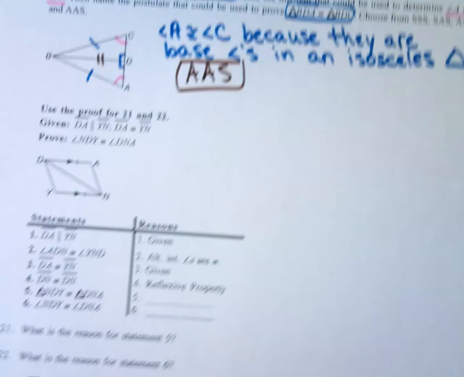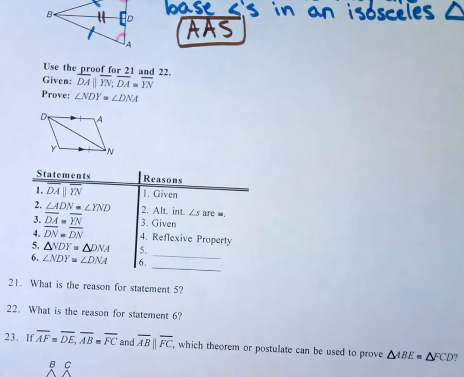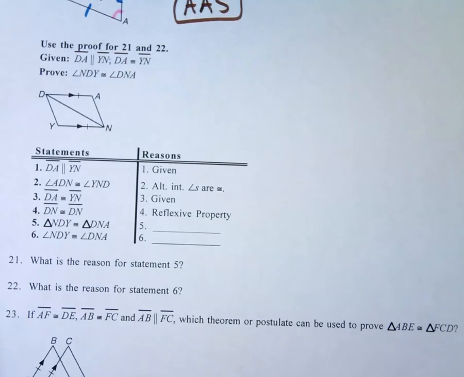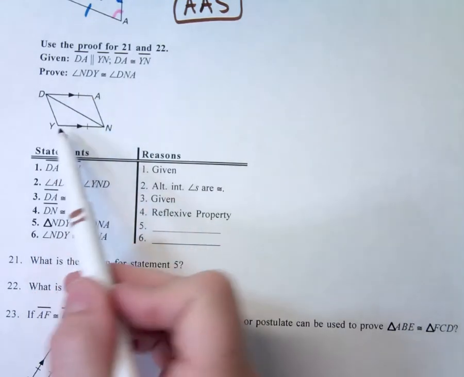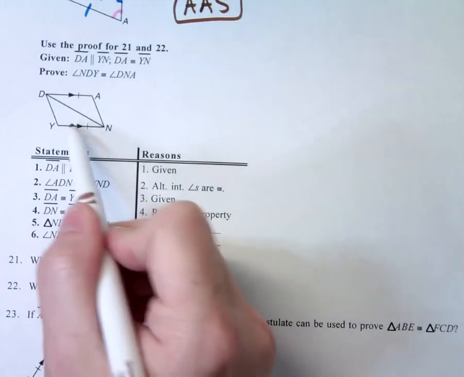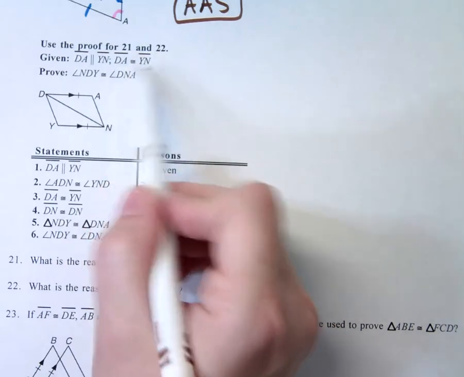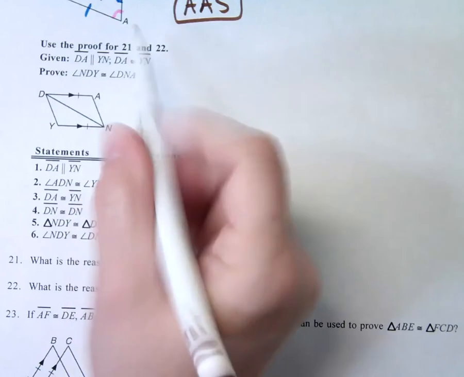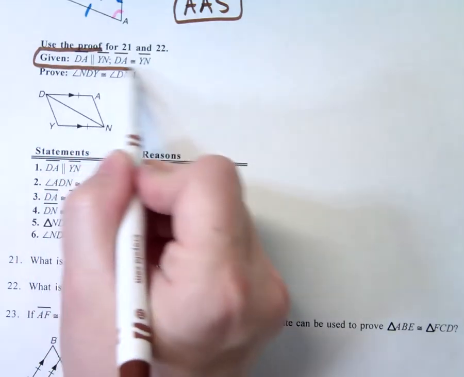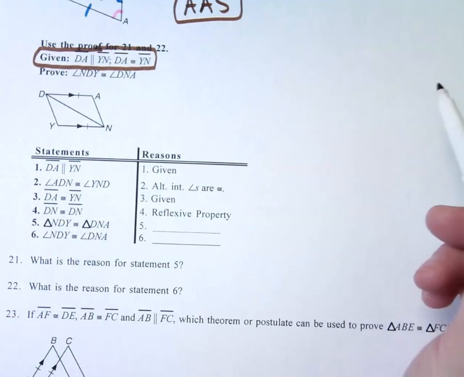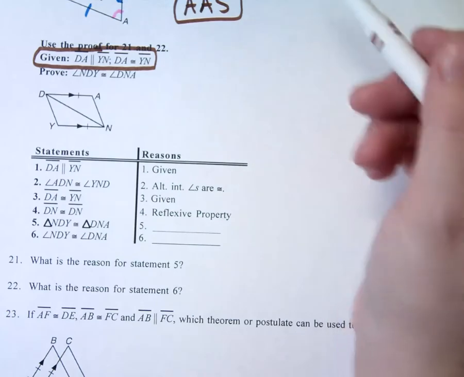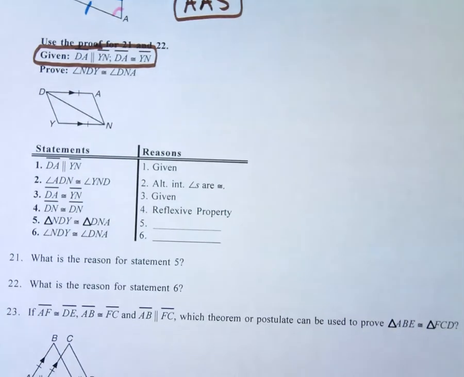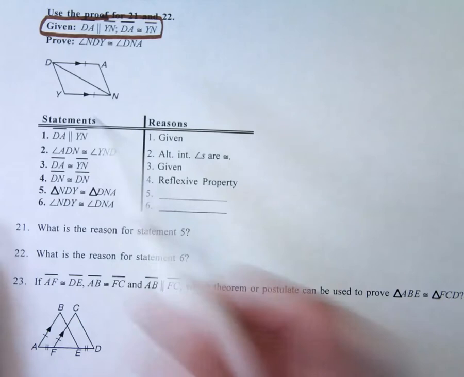Okay, we have another proof. First, we're told that DA is parallel to YN, so that's why you see the arrows. And then it says that DA is congruent to YN, so you see tick marks. Okay, so what we were given, for the most part, has already been marked in the picture, but there is something else we could do. So let's just follow through this proof and see what they've done.